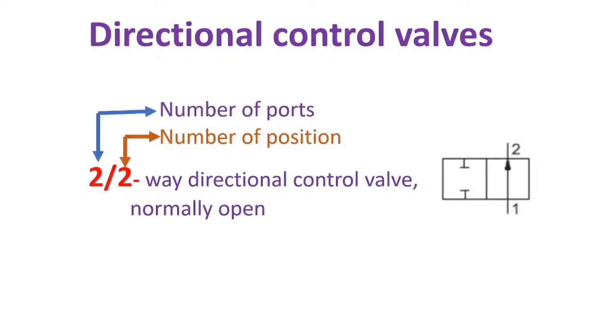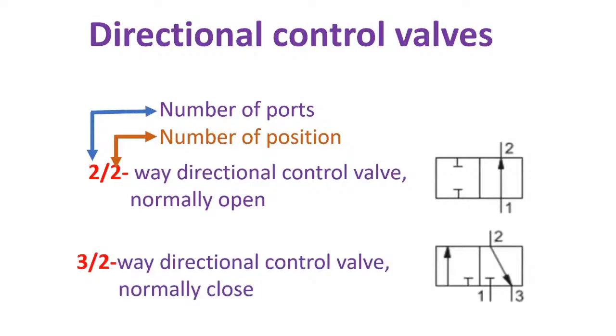This is one of the examples of directional control valves. The first number represents the number of ports, and the second number represents the number of positions. This valve is a two-two-way directional control valve, normally open. The next one is a three-two-way directional control valve, normally closed.